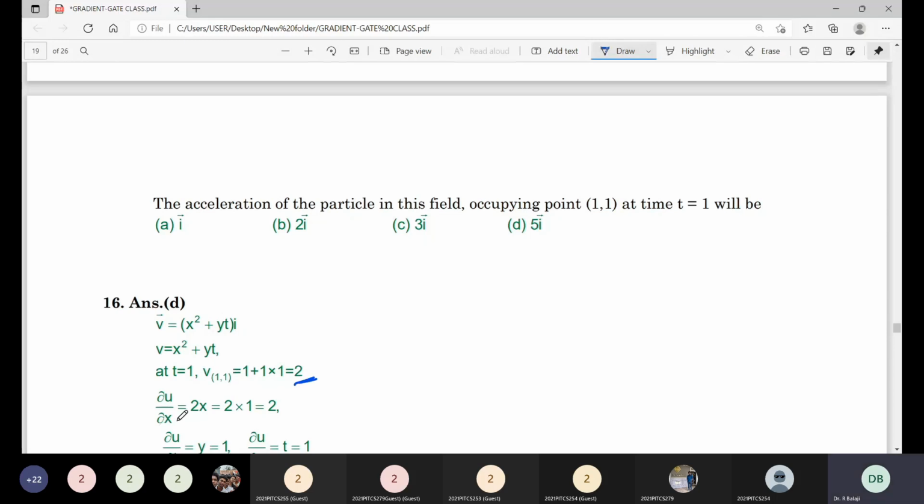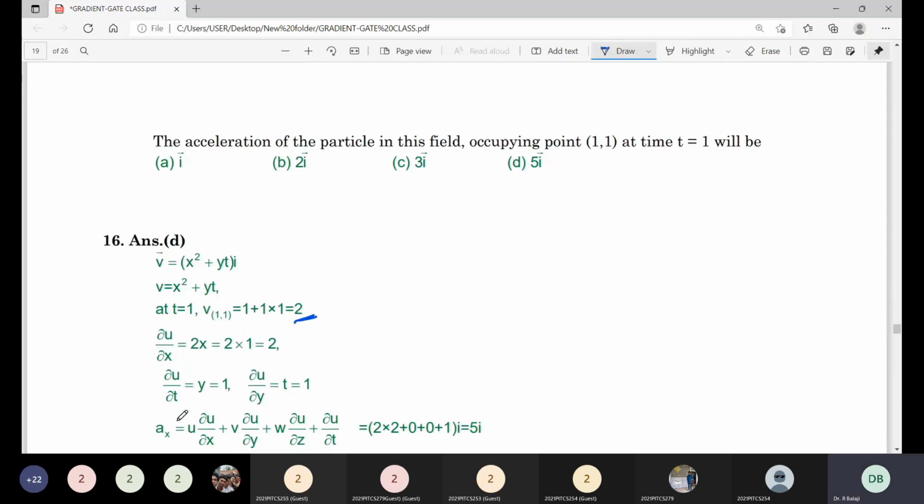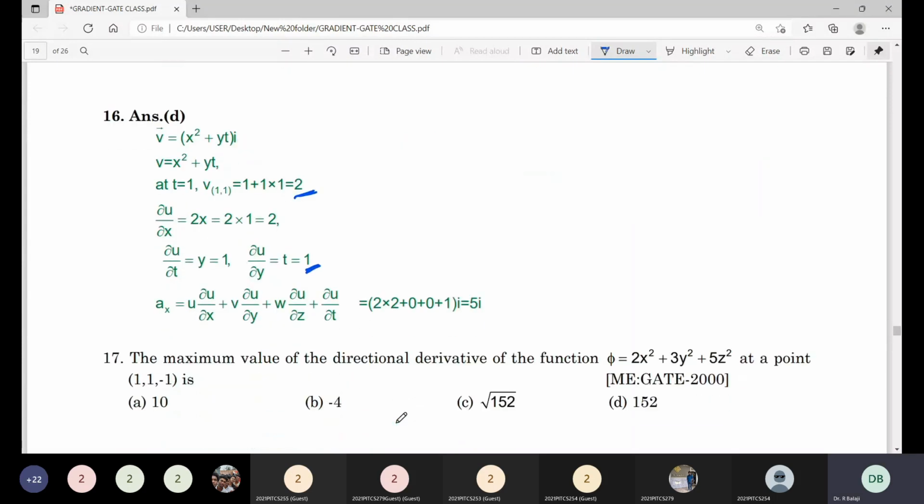Then partially derivating with respect to x, y and t, ∂u/∂x is equal to 2x, which is 2. ∂u/∂t is equal to y, which is 1. Then ∂u/∂y is equal to t, which is 1. Since we have x, y and t, we derivate partially with respect to each. Then ax is equal to u ∂u/∂x plus v ∂u/∂y plus w ∂u/∂z plus ∂u/∂t. The answer is 5i vector.